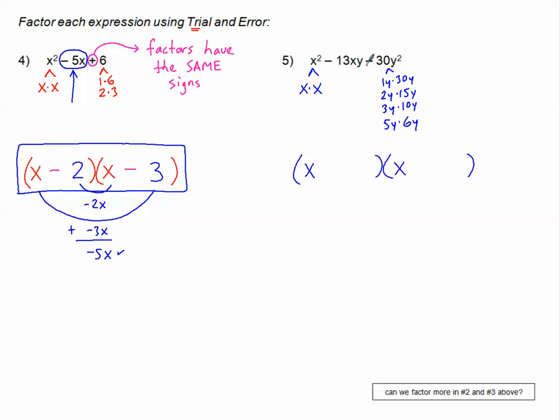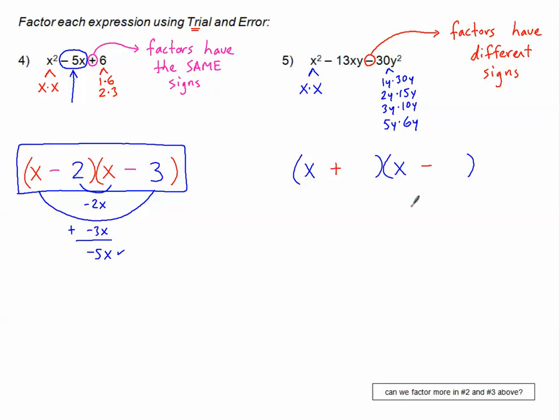Well, one thing I want to talk about before we do that is that this sign is negative. If you're going to multiply two things together to get a negative, then you know that the factors have different signs. They cannot both be the same this time, because if we need to result in a negative, one of them has to be negative, the other one has to be positive. So I can put a positive sign in one and a negative sign in the other. I know that that has to be true.